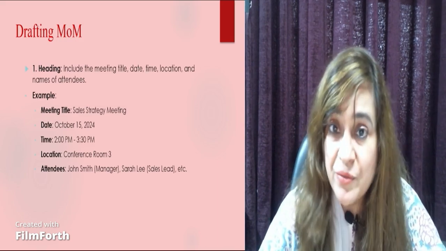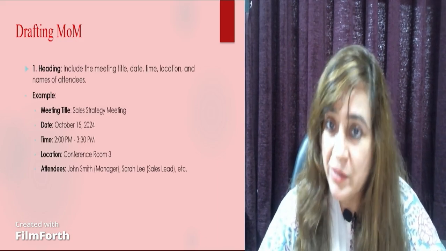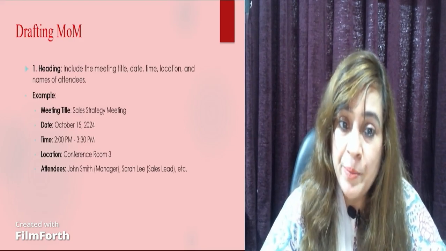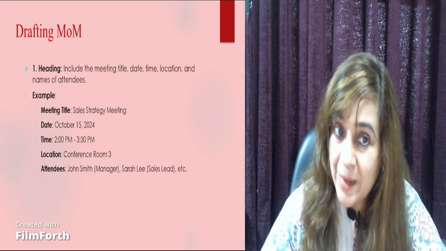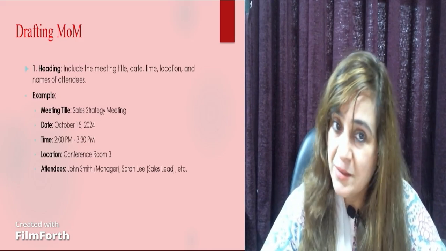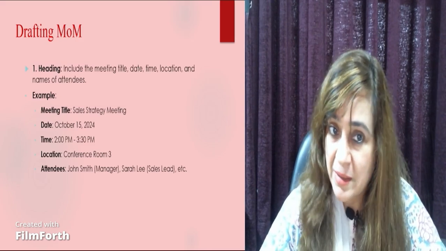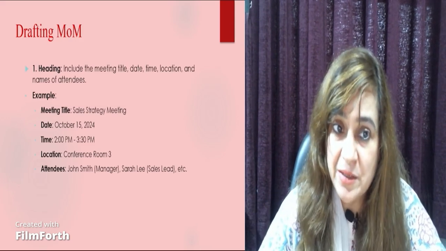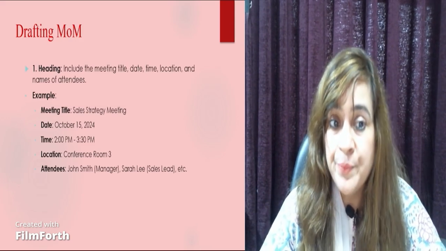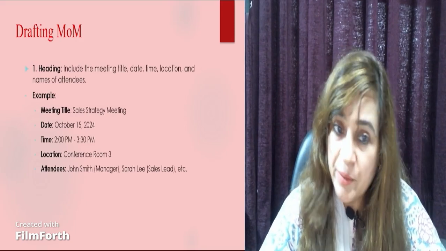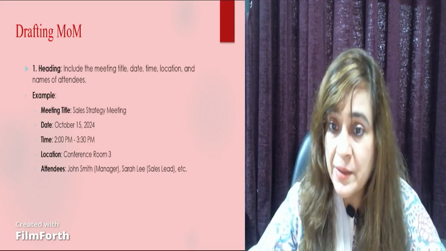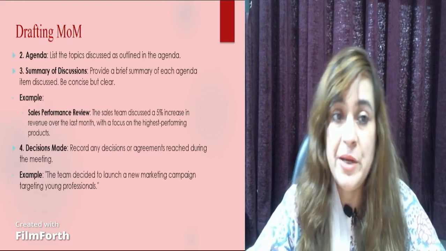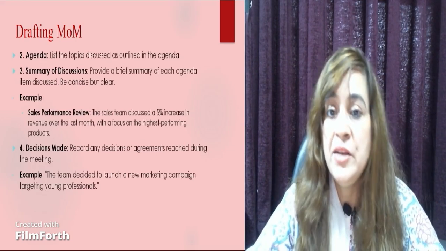So it starts with the heading. The heading has to do with the date, the time, the location, and all the attendees, the people who are present, as well as the people who are absent. The title has to do with the purpose, for example, sales strategy meeting. Then we have the date, the time, the location where the people are meeting, who all are the attendees, and the people who are absent are also mentioned. And then we have the agenda.